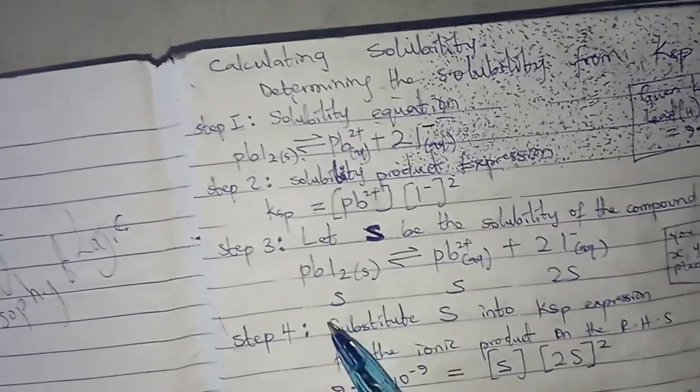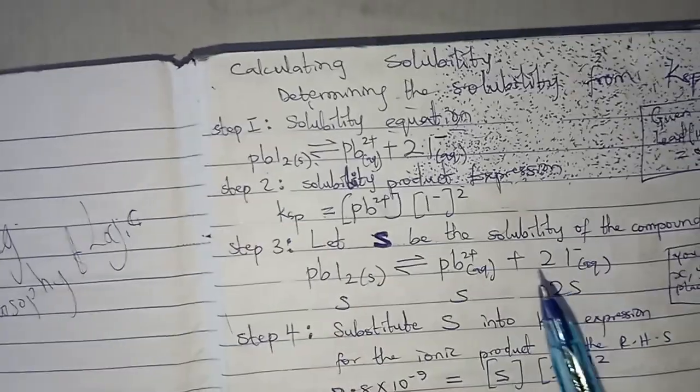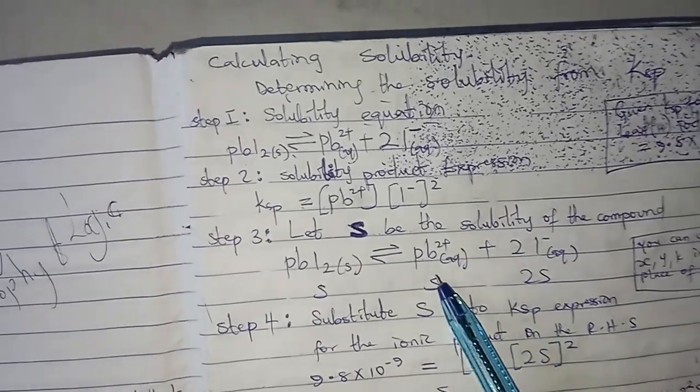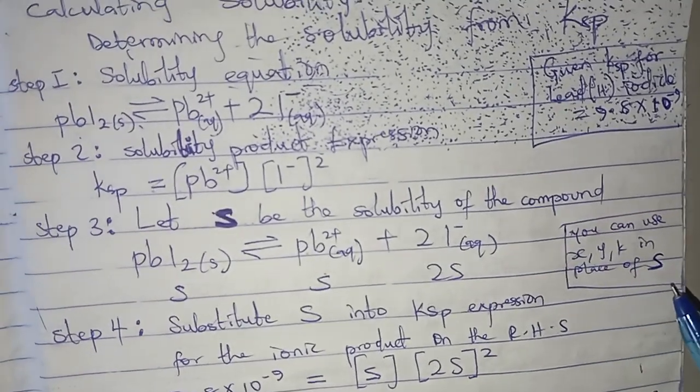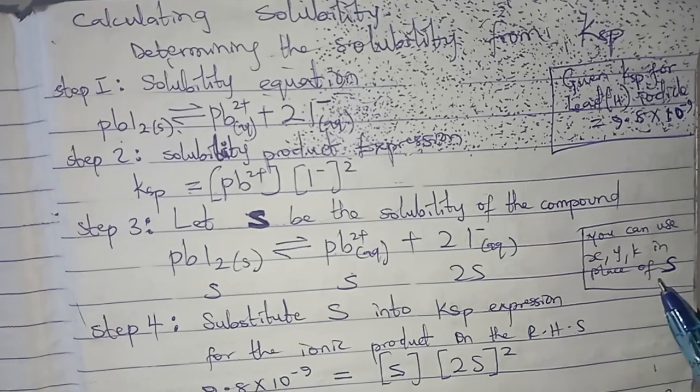Now I have S for lead. So this is still the solubility equation. S for this, you can use X. I can also write it here. I say you can use X, Y, K in place of S, but I'm using S to stand for the initial of solubility.